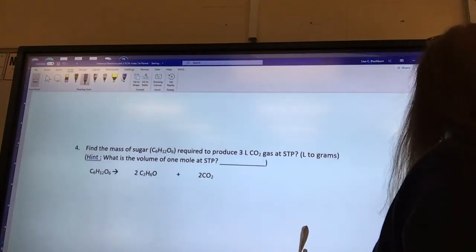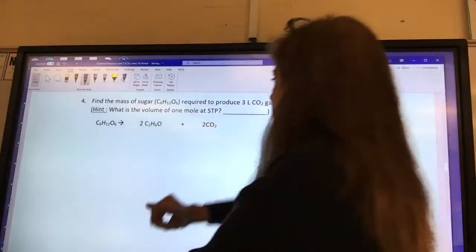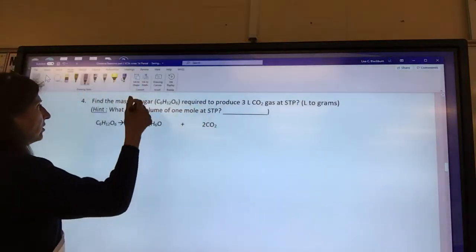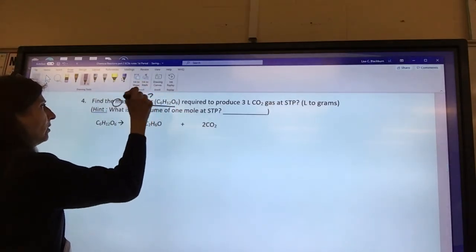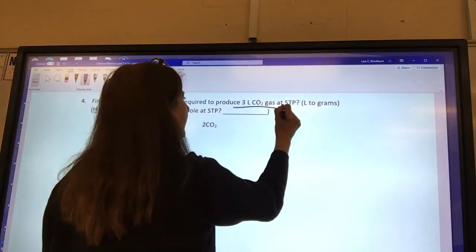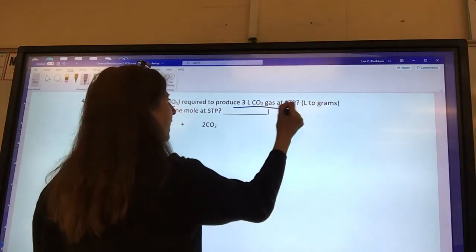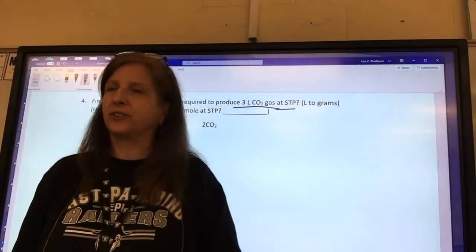Find the mass of sugar. Okay, find the mass of sugar. So we're looking for a mass, and that's our question word. Required to produce 3 liters of carbon dioxide gas at STP. What's STP? Remember we learned that very first chapter.